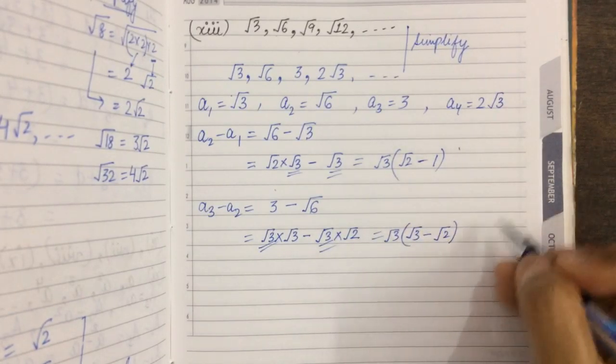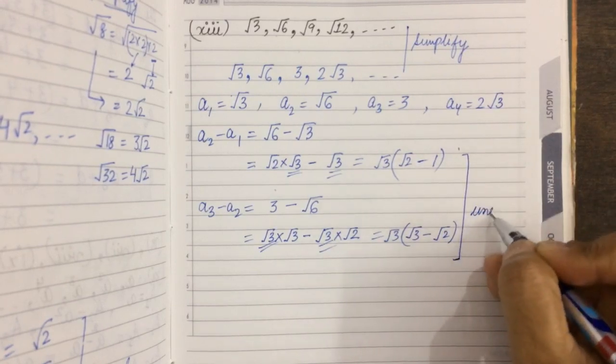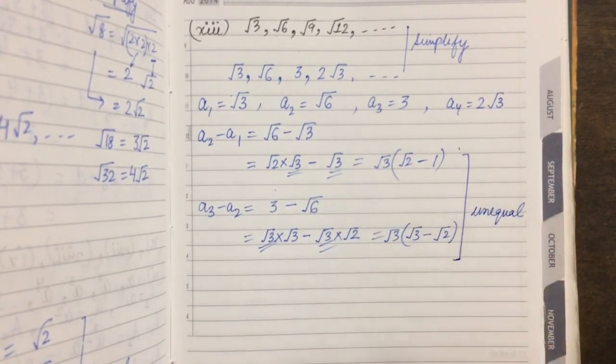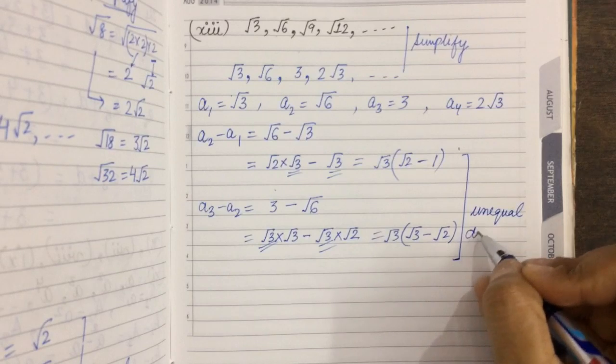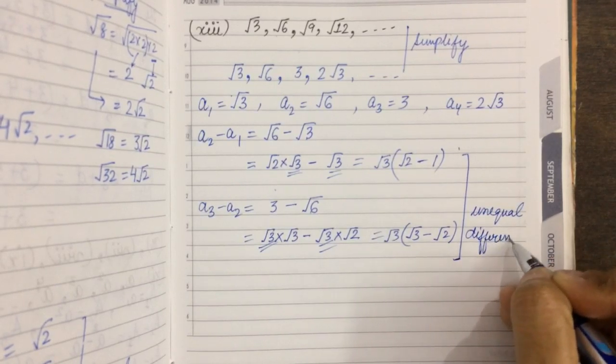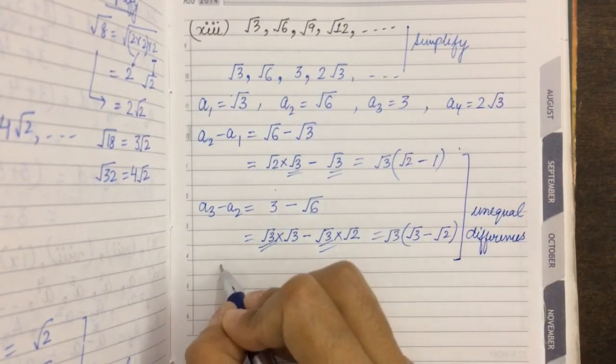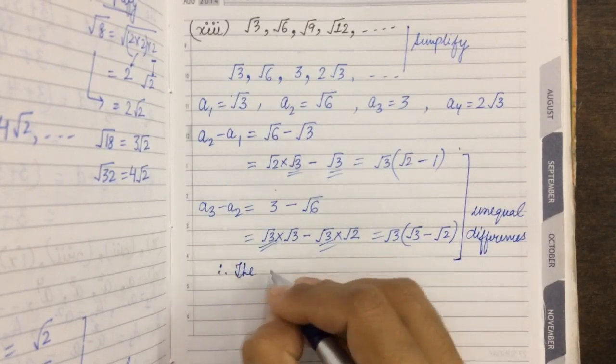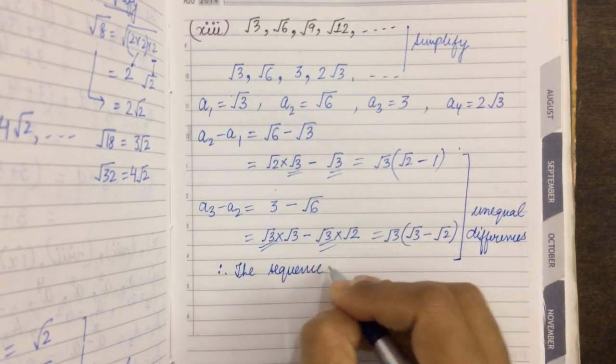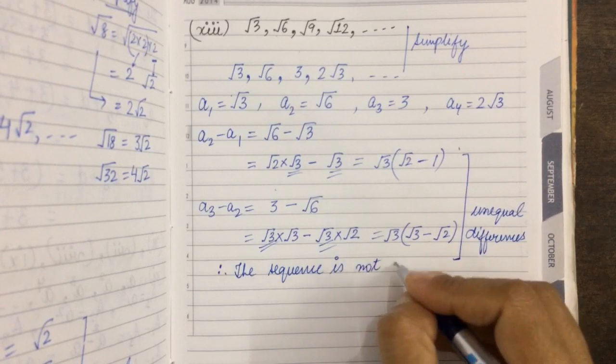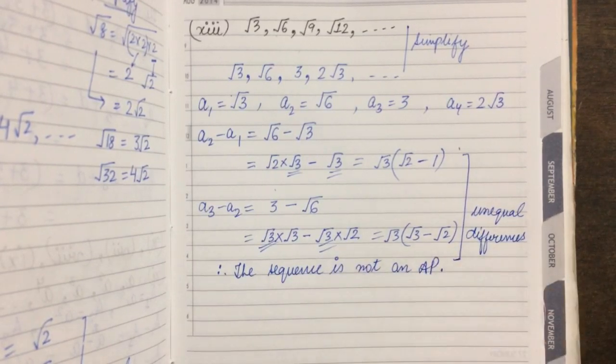Now at this step, you can tell that the differences are unequal. You can give the answer right here. You don't need to check the last pair. Unequal differences. Therefore, the sequence is not an AP.